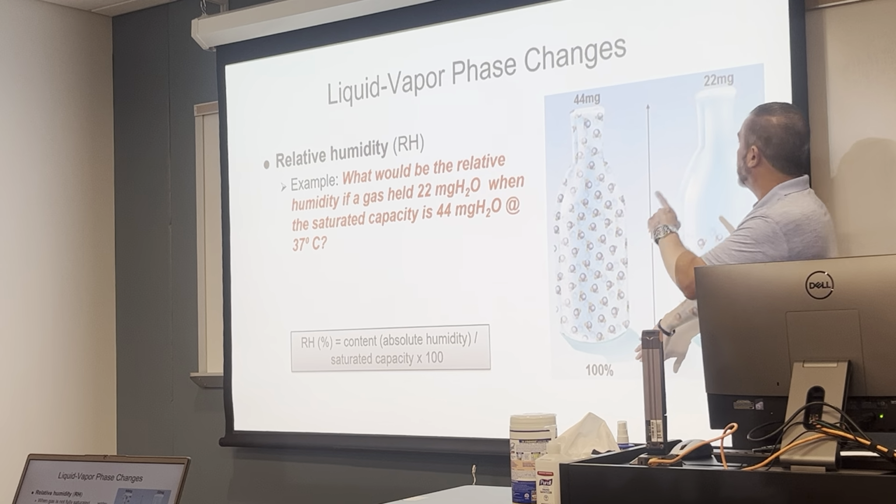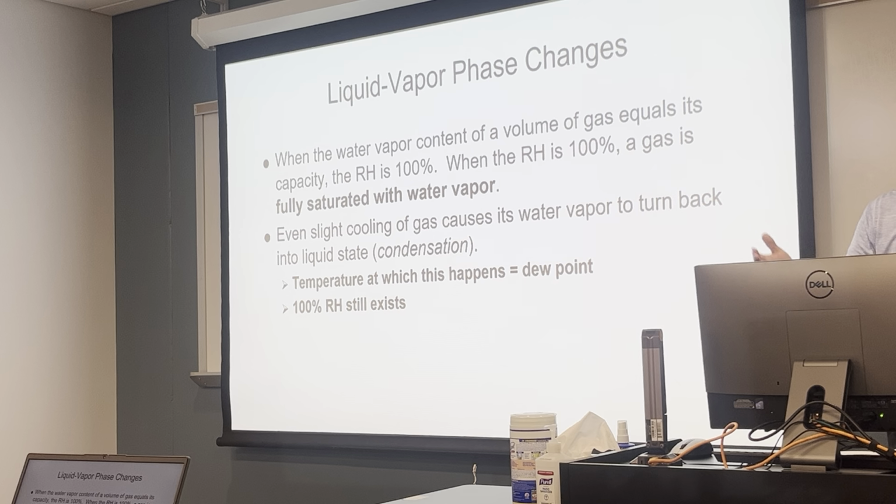All right, so let me move on from this. Got another example here in just a second. So, when the water vapor content of a volume of gas equals its capacity, its relative humidity is 100%. Okay, it's carrying everything that it can. When the relative humidity is 100%, gas is fully saturated with water vapor. Now, if we allow the gas to cool, again, the moisture is in the air, but we're allowing the gas to cool, guess what's going to happen to that moisture? It can convert from its vapor or gaseous form back into a liquid.